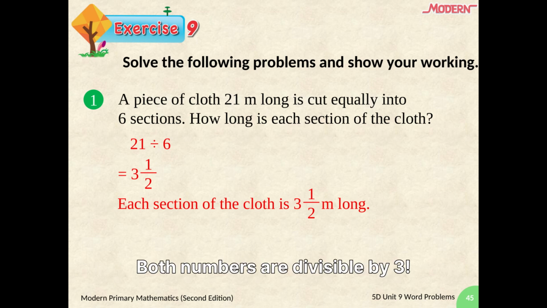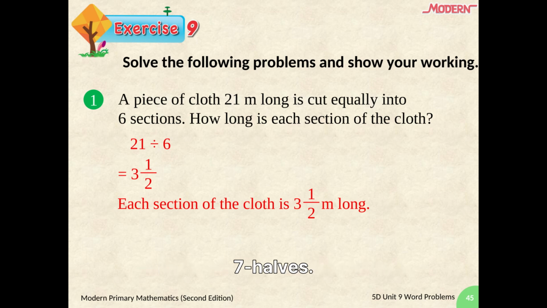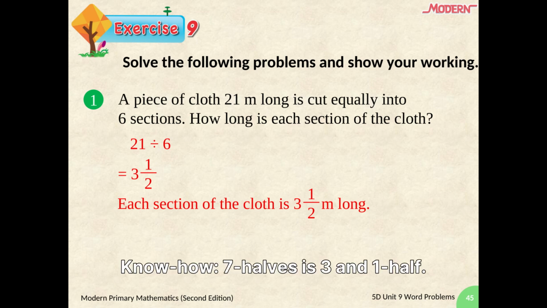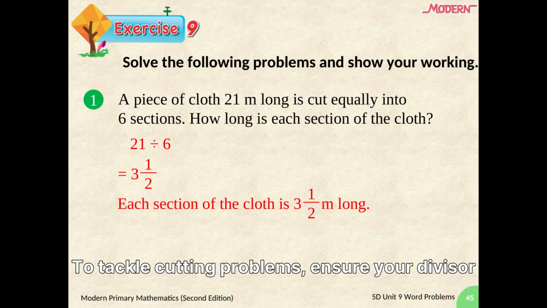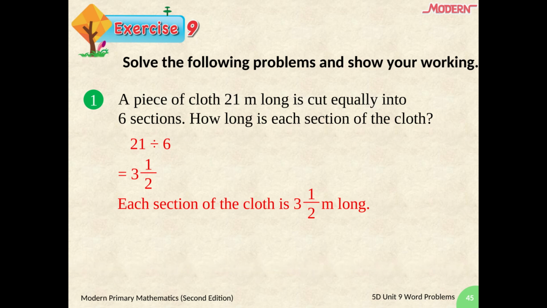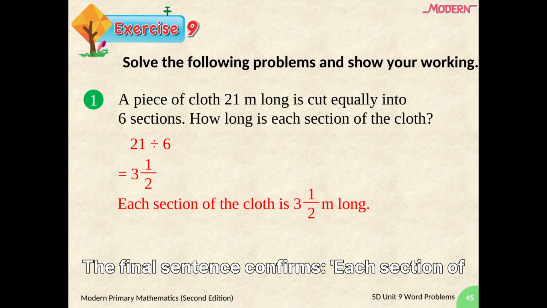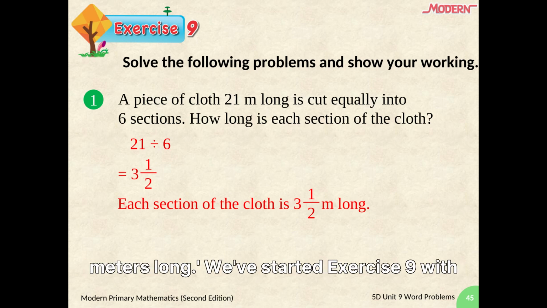Both numbers are divisible by 3. 21 becomes 7 and 6 becomes 2, 7 halves. Know how? 7 halves is 3 1/2. So each section of the cloth is 3.5 meters long. That's a lot of sewing material. To tackle cutting problems, ensure your divisor is the number of pieces. Your answer will be the length per piece. Keep your units clear. The final sentence confirms: each section of the cloth is 3.5 meters long.